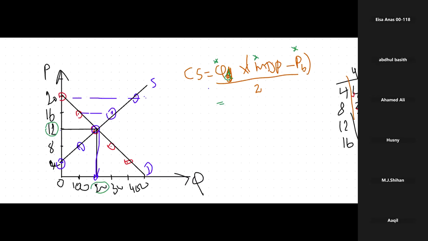So what happens is QD, how much? Can somebody tell me what is the QD now? Yes, QD 200 will come. Very good. Then see maximum demand price. Maximum demand price, understand very carefully: wherever the demand curve cuts the price axis. What is that? 20.